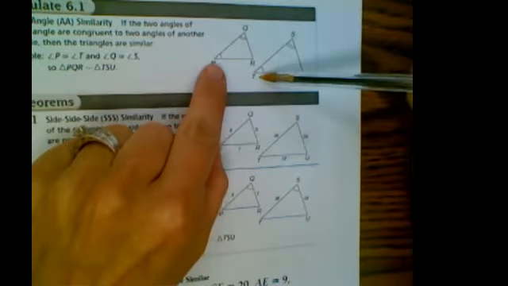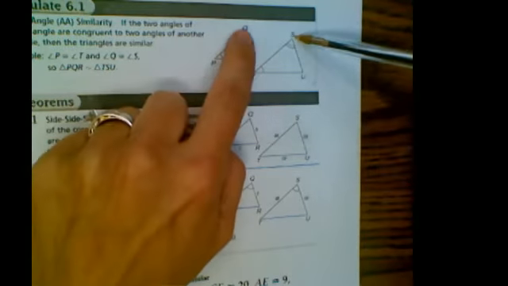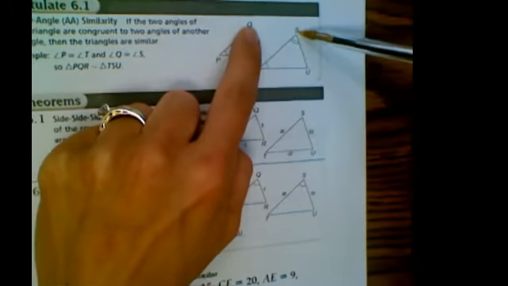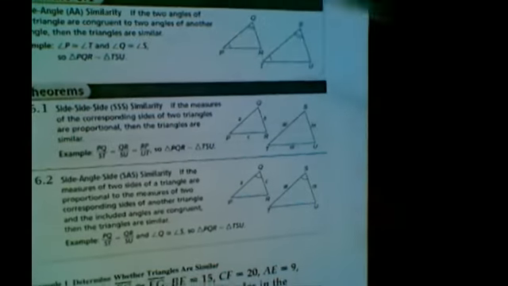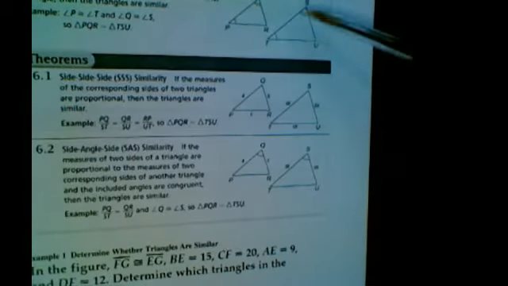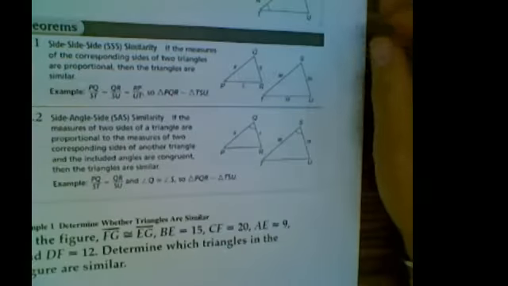If you have two angles that are congruent, you can go ahead and say that these triangles are going to be similar. So that's the first one, by angle, angle. Okay, because obviously we would know that that third angle would be congruent.